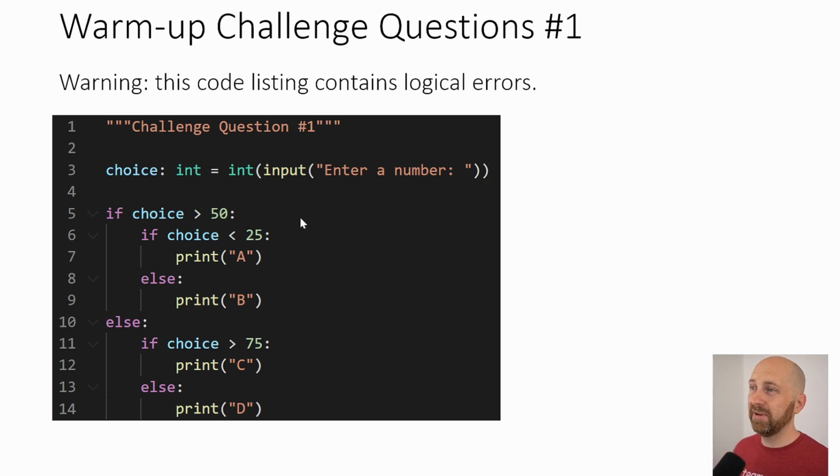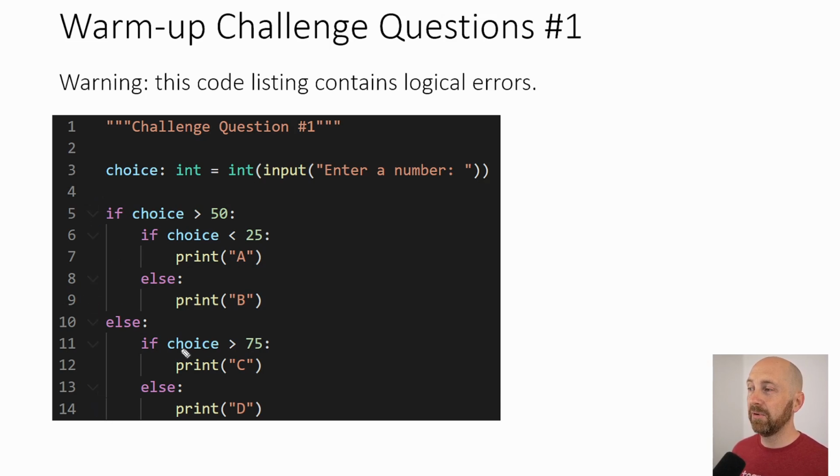So if we just briefly break down what we're looking at here, you'll notice that on line 3, we're asking the user to enter some number. And we're converting their string input into an integer and storing it in a variable named choice. So we've declared the variable choice, and that's going to let us know what the user chose as their input. Then we see this nested if else.